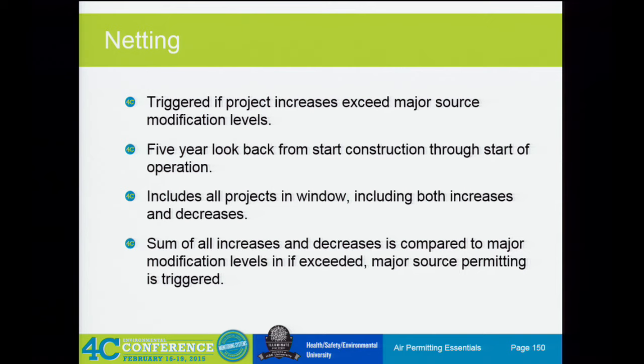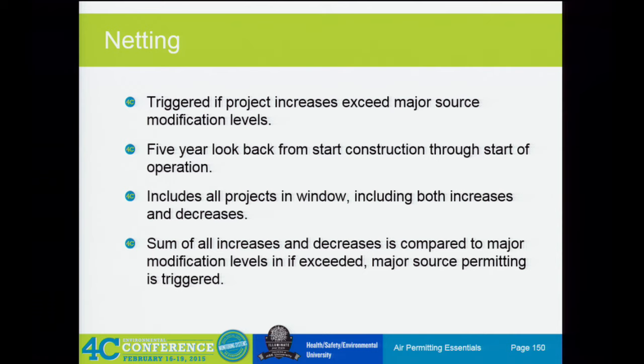The one thing you need to be sure about with those decreases, though, is that they need to be certified. So just because we add a more efficient control device doesn't mean that we have a decrease. We need to get that into a permit, get it certified, get it federally enforceable, and then we have a federally enforceable decrease in our netting window.